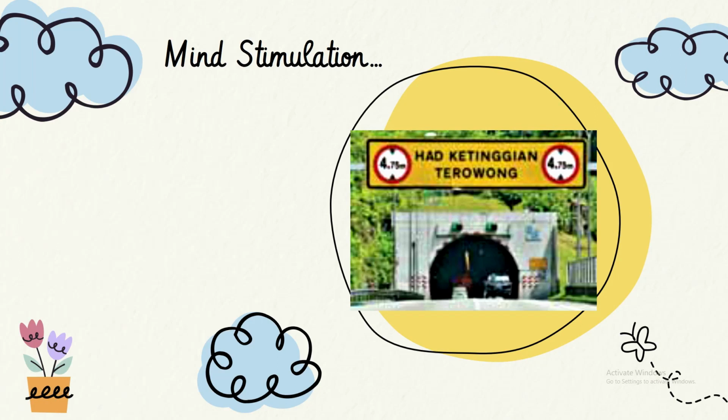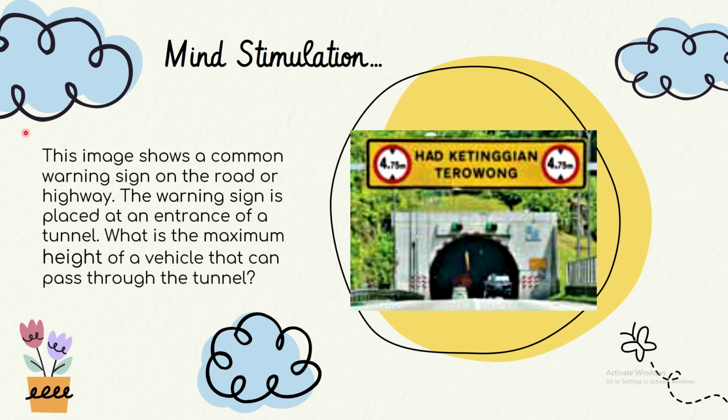Next, we will do some mind stimulation here. Take a look at this picture. This is a picture of a warning sign. Now we read the question. This image shows a common warning sign on the road or highway. The warning sign is placed at an entrance of a tunnel. What is the maximum height of a vehicle that can pass through the tunnel?